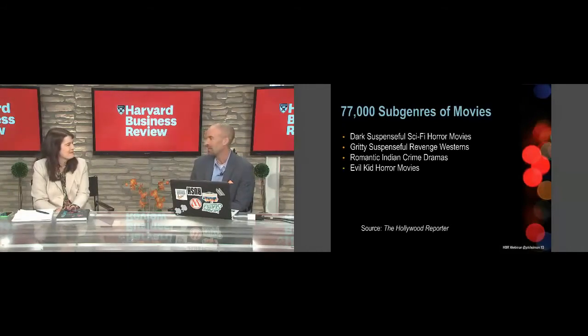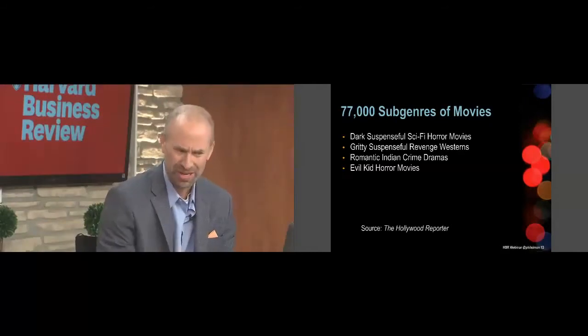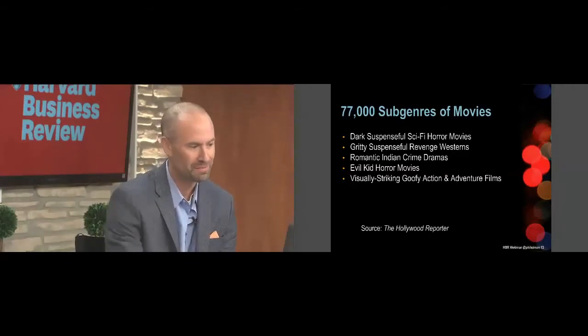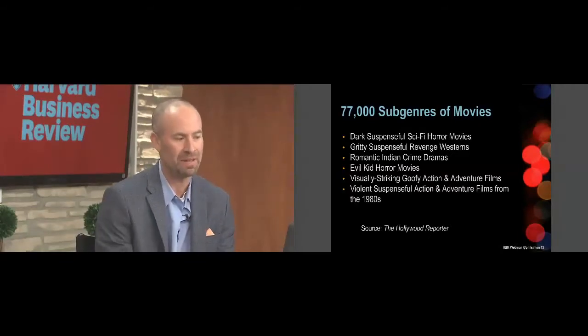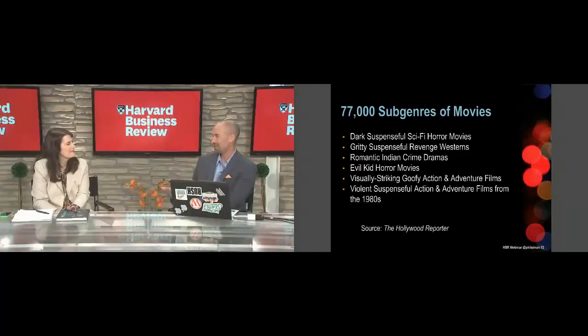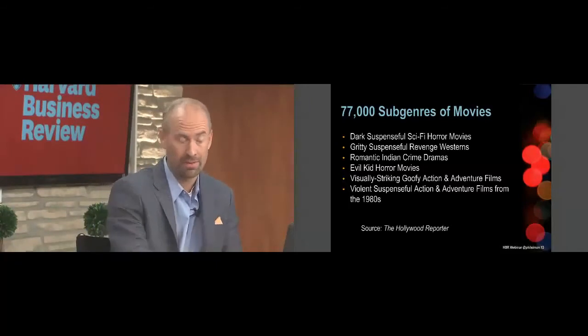Evil kid horror movies. I think those would fall into the Chucky movies. Oh, yeah, I can think of a few of those. Visually striking, goofy action and adventure films. And then finally, and this is a mouthful, violent, suspenseful action and adventure films from the 1980s, which begs the question, does the same subgenre exist from the 1970s? So Netflix can find exactly the movies that appeal to you. And we're going to see in a little bit how it can go even deeper than that.